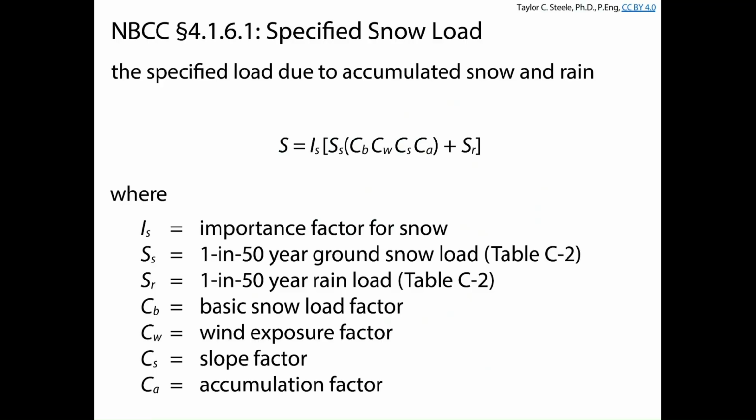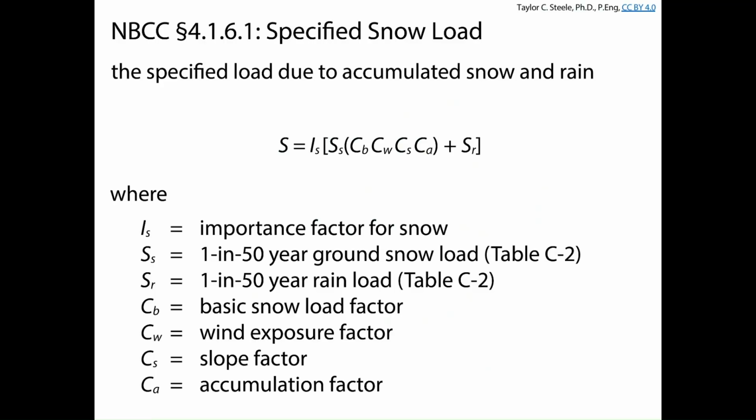Okay, so we've got something called an importance factor. We've got a 1 in 50 year ground snow, a 1 in 50 year rain load, something, and then a bunch of C factors, a basic snow load factor, a wind exposure factor, a slope factor, and then an accumulation factor. Roof size is going to come into play with the accumulation and the basic snow load factor. Weather and exposure is going to come into play mostly with wind exposure and some slope to account for the slope of the roof. And then the location.